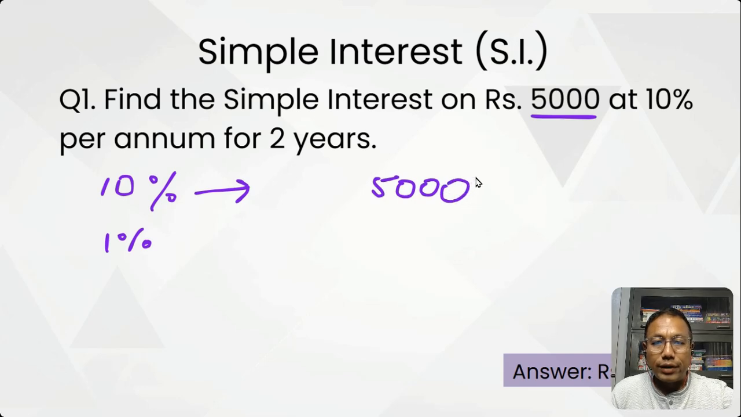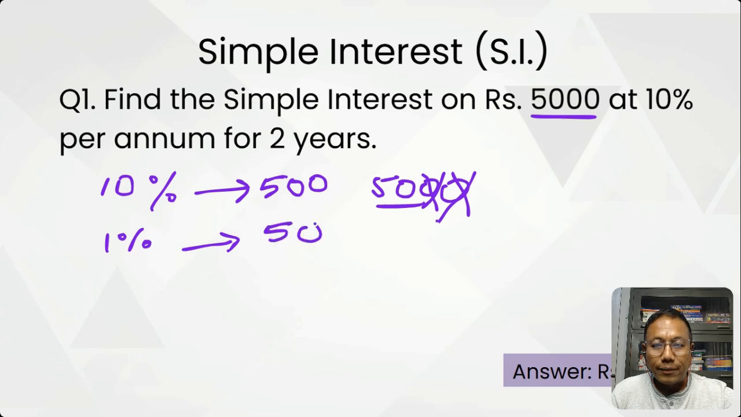5,000, 10%. Take out 10. The remaining number is 10%. 10% of 5,000 is 500. Take out 20. The remaining number is 1%. 1% of 5,000 is 50. Now we want 10%. 10% of 5,000 is, take out 10, we have 500.